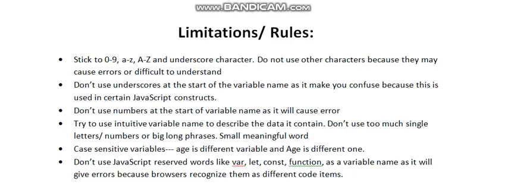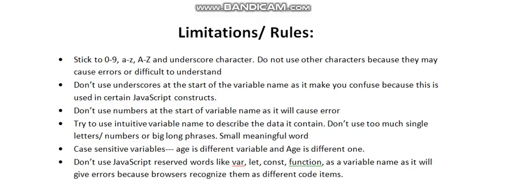While declaring variables in any language, we have some limitations and rules. The first one is that you must stick to the digits 0 to 9, small a to z and capital A to Z, along with the underscore character. You must not use any other character because they may cause errors or be difficult to understand. Second point is do not use underscores at the start of the variable name. Always start your variable name with a small or capital letter, because this is a certain construct in JavaScript. Don't use numbers at the start of the variable name. Along with the underscore, never use numbers at the start.